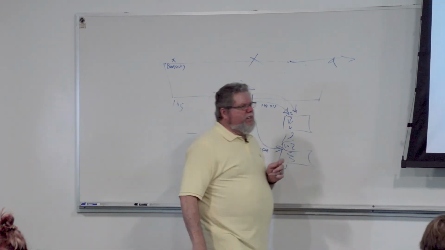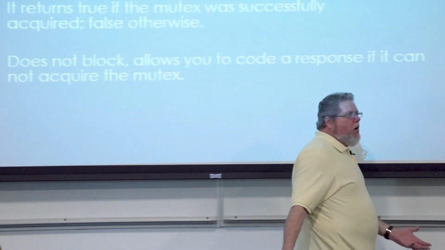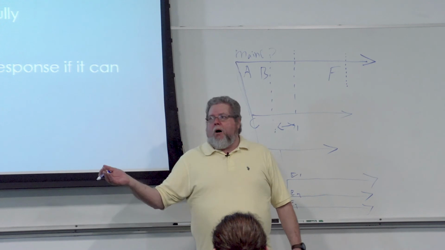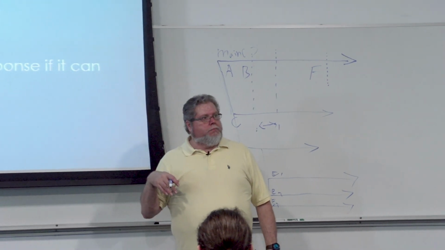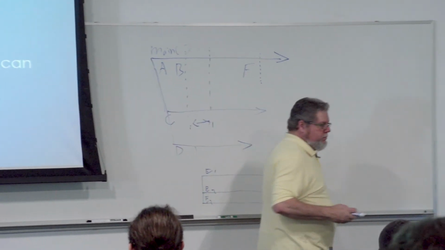We can also do it for resource allocation. I need resources A, B, and C. If I don't get all of them, I can't do anything. So I'll try and lock A, B, and C. If I don't get them all, I release them. If I get them all, I use them. You can do that kind of stuff too.